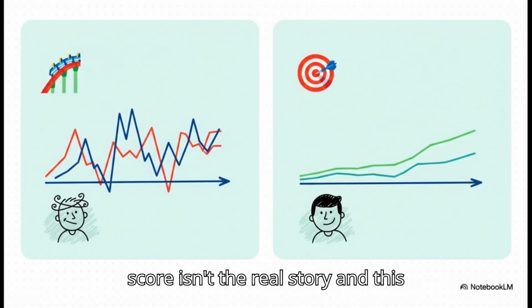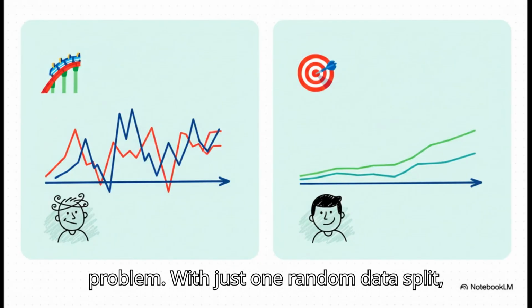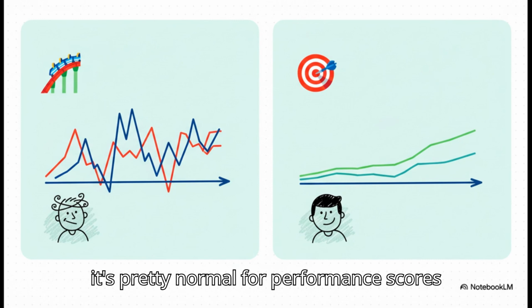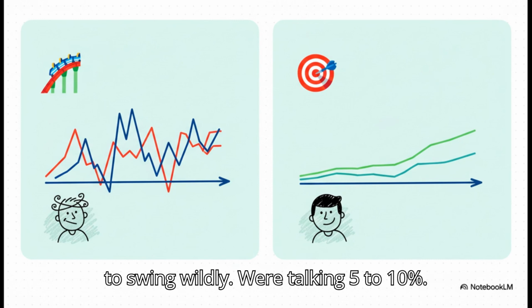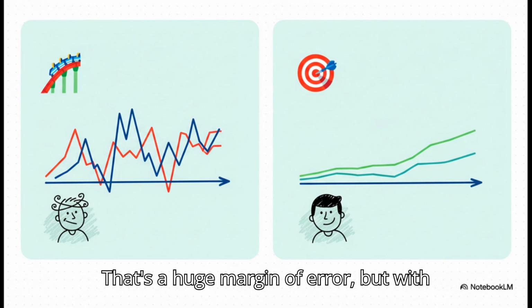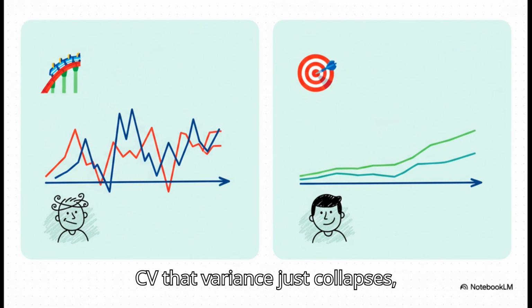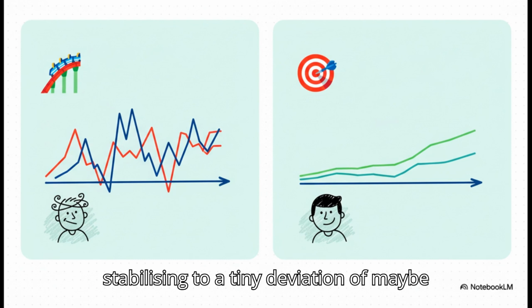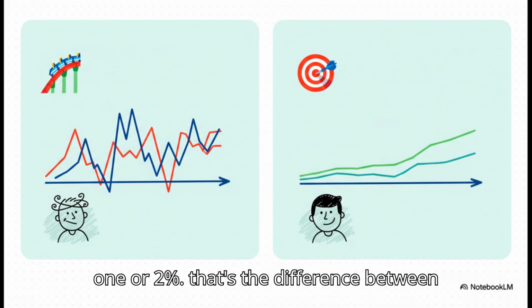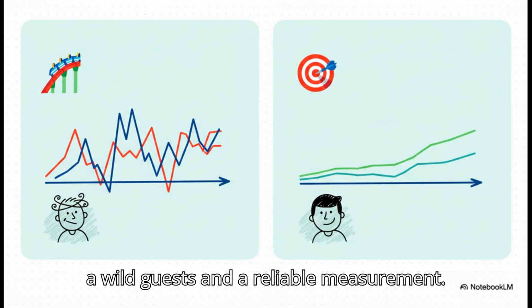And this really shows you the scale of the problem. With just one random data split, it's pretty normal for performance scores to swing wildly. We're talking 5 to 10%. That's a huge margin of error. But with a method like k-fold cross-validation, or CV, that variance just collapses, stabilizing to a tiny deviation of maybe 1 or 2%. That's the difference between a wild guess and a reliable measurement.